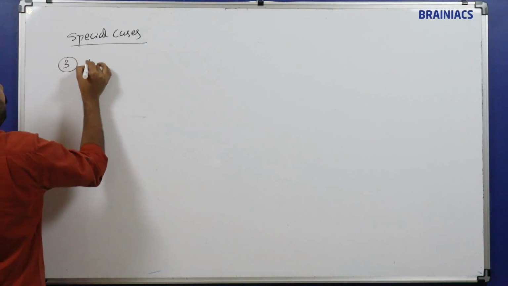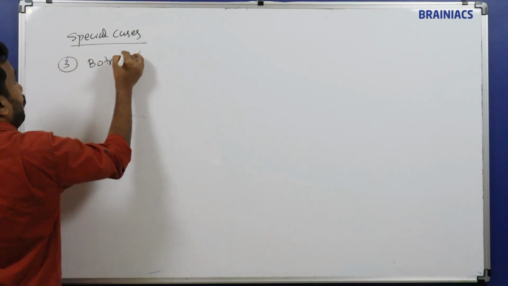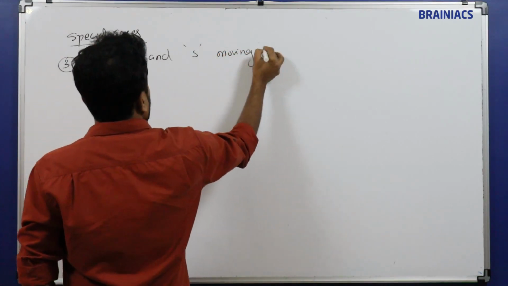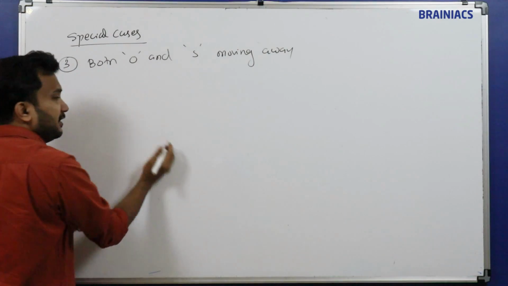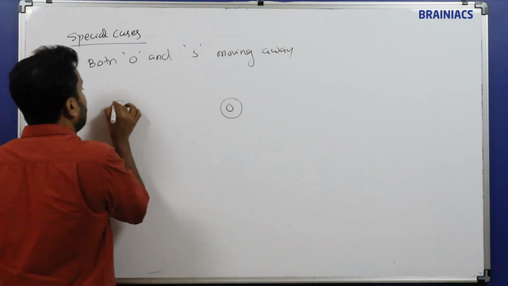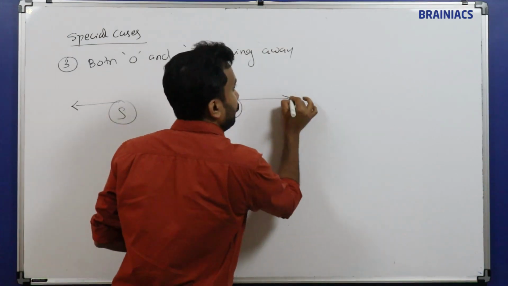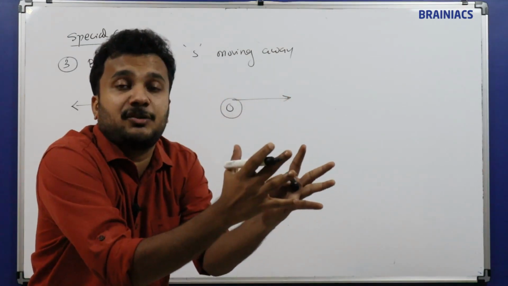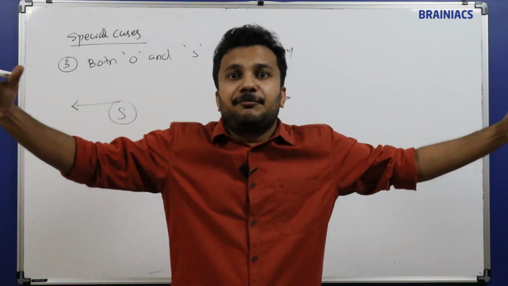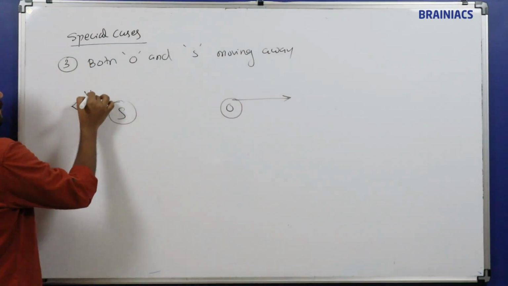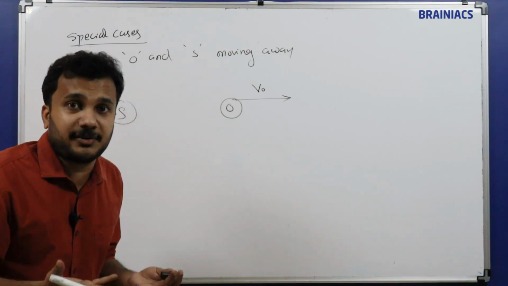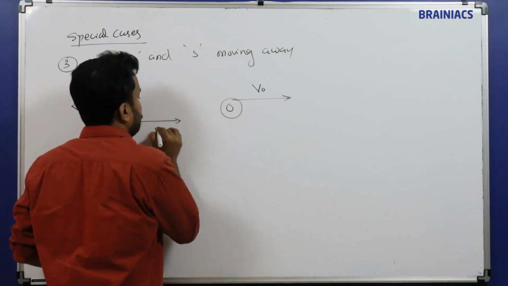Third category, both O and S moving away. This is where examples moving away. You can create any number of cases. We have a source, we have an observer. Both are moving away, not moving towards each other, unlike the previous case. They are moving away. So this is Vs, this is V0. Sound is always going from source to the observer.